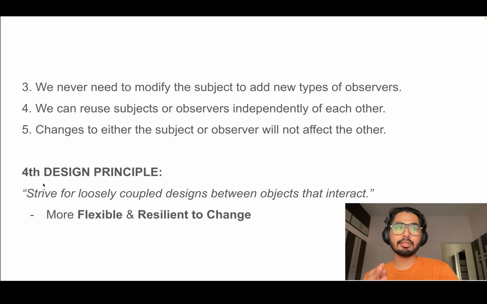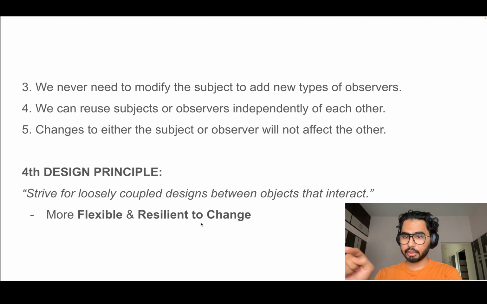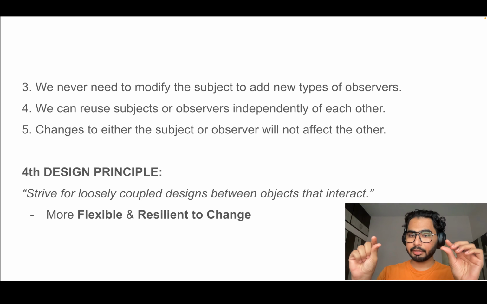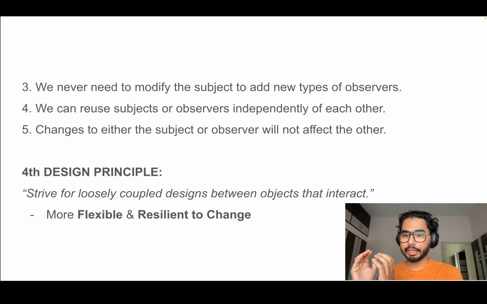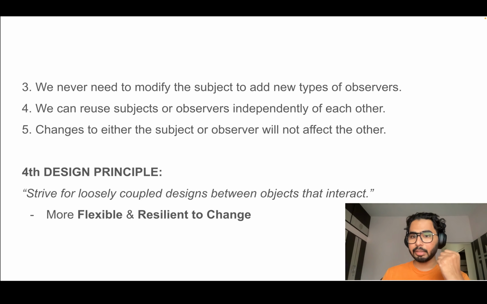Now what the fourth design principle says is that we should strive for loosely coupled designs between objects that interact. This will make our designs more flexible and more resilient to change. Why resilient to change? Because they are implementing only interfaces. Whatever other methods our concrete classes have, they can add or remove anything, except they just don't change the interface. That's all. So this is our power.